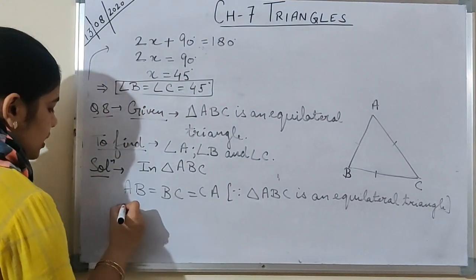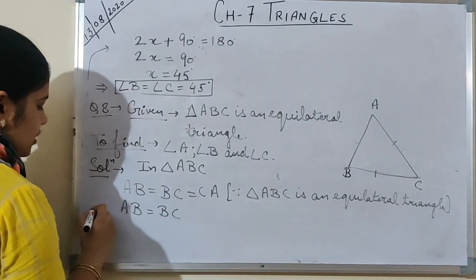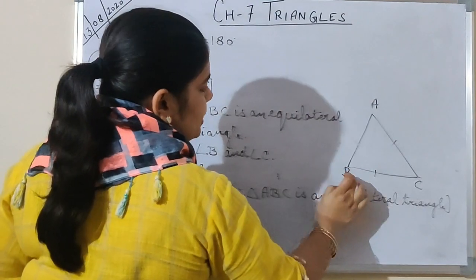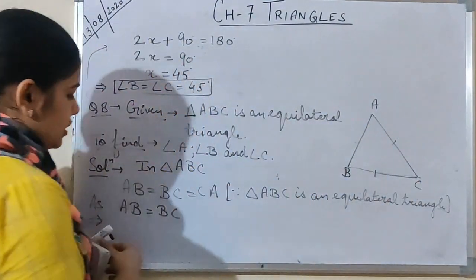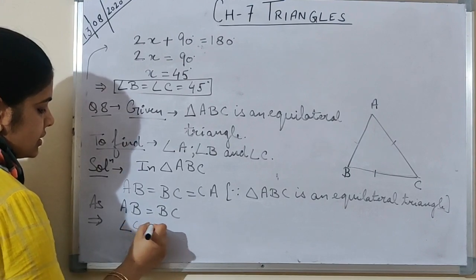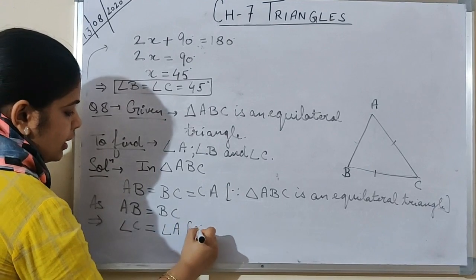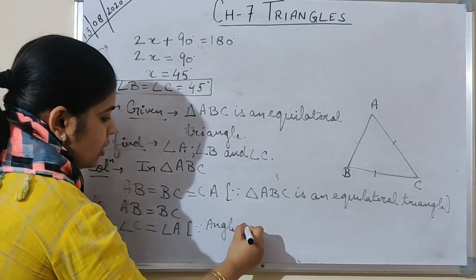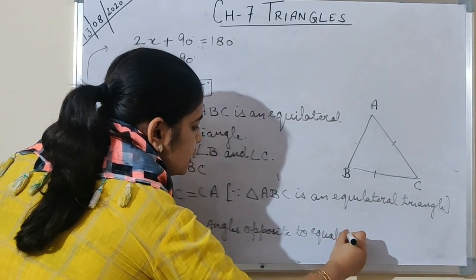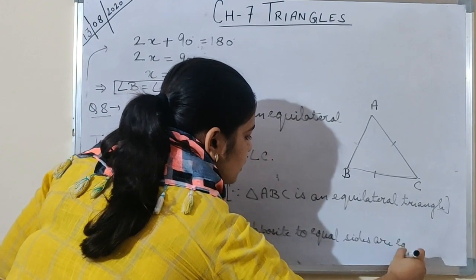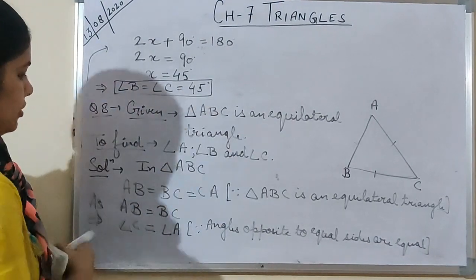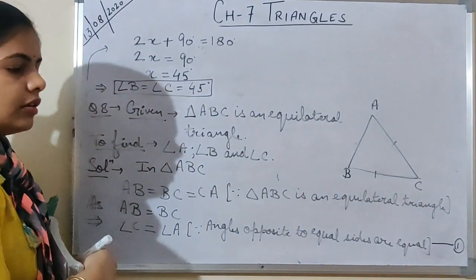Now, I'm first taking AB is equal to BC. As we have one theorem also, that if AB is equal to BC, then angles opposite to these two sides will be equal to each other. So, I'm writing over here that as AB is equal to BC, we can write that angle C is equal to angle A. Again, I'm mentioning the reason: angles opposite to equal sides are equal. This is one reason. Let me take this as equation number 1.